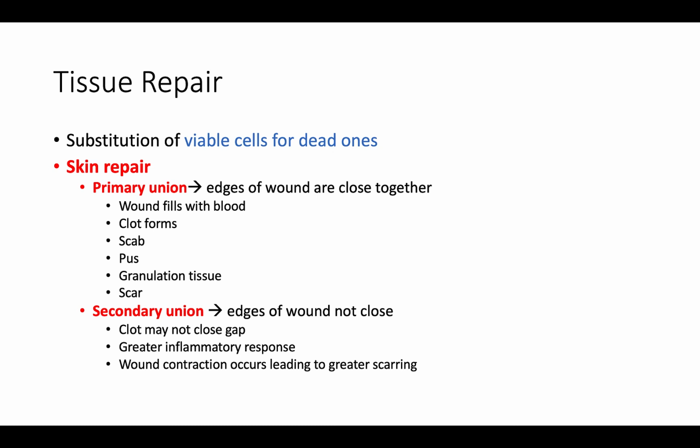A secondary union is when the edges of the wound are not close. If you think of like a laceration, something that's really large, the clot might not be able to close that gap. There'll be a stronger inflammatory response, and the wound contraction will end up leading to a larger scar typically. And so a secondary union is when a large skin injury has occurred and some of the skin is lost at the edges, and it's typically going to have significantly worse scarring.